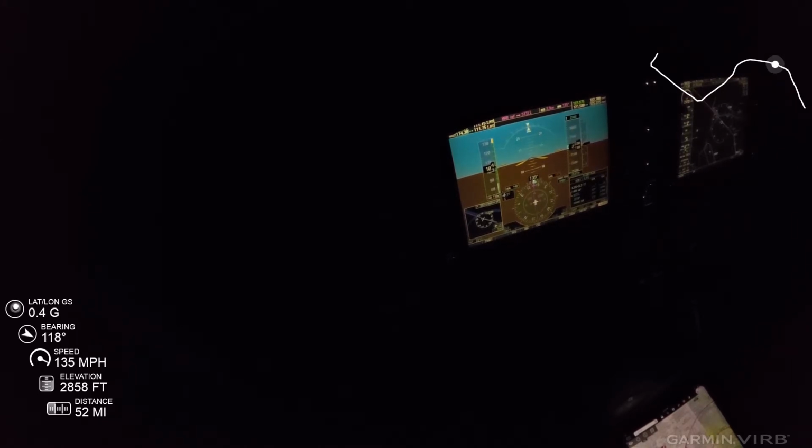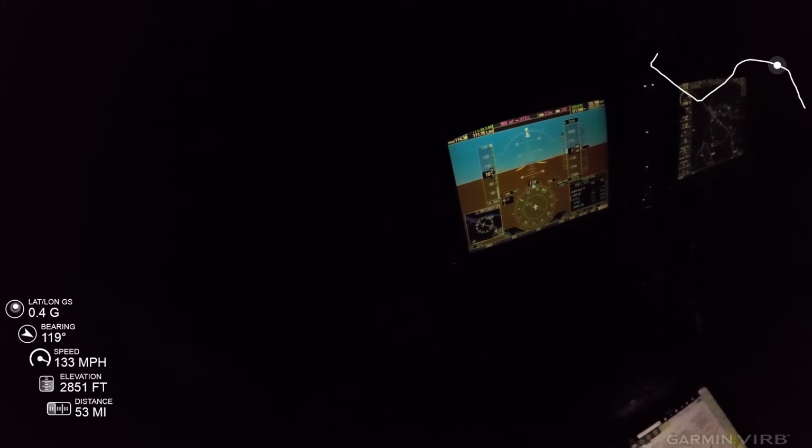If I switch the CDI to green at this point, what's going to happen? Give it a try. What mode are you in on the autopilot? Heading mode. Okay, so it's not going to have any influence. Right. So what does that mean?